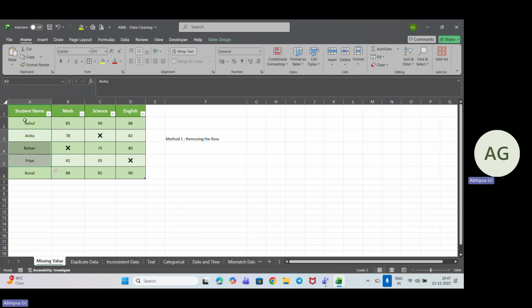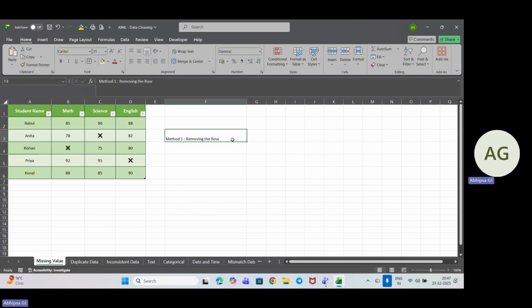So what will we be doing with that? More than 50%, around 70 to 80% of our data would get deleted in that way, right? So that is not the option in this case.